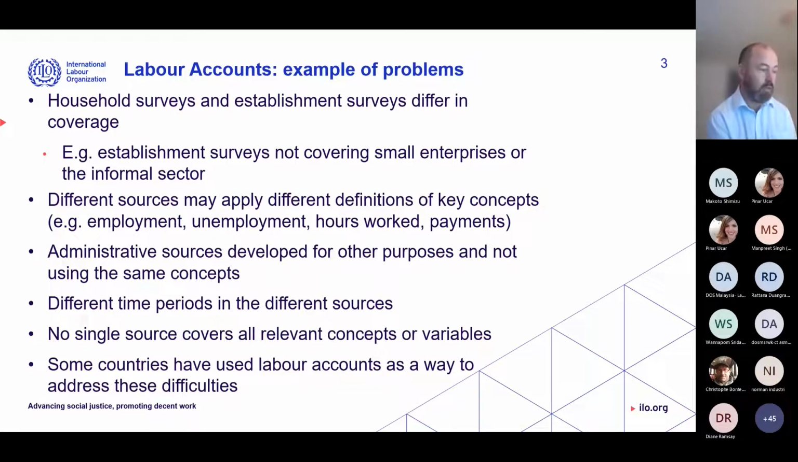A typically universal, I would say almost universal problem, is that no single source covers all relevant concepts or variables. It's difficult, to be honest, to imagine designing a source that would measure everything of interest, but that in itself obviously creates problems. And some countries ultimately have used labour accounts as a way to address these difficulties, trying to reconcile for all these different problems.